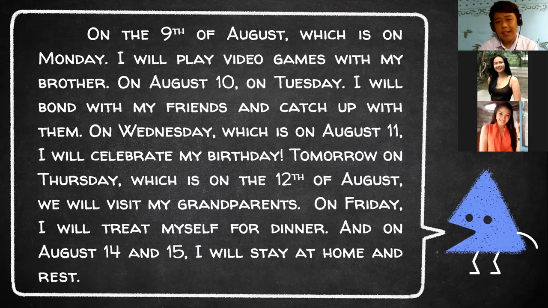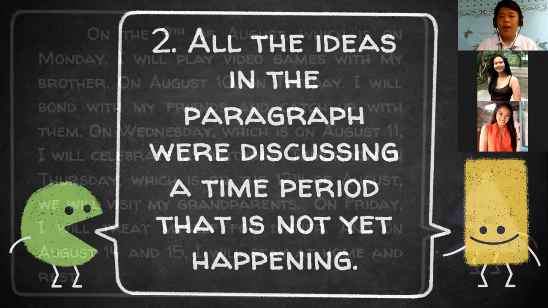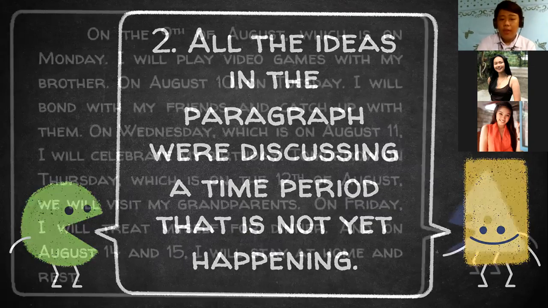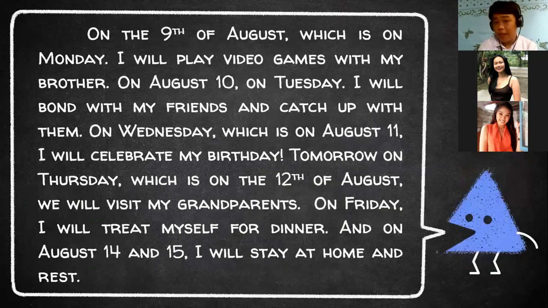So what else? IZ, can you give your insight? Sir, I think the activities mentioned in the passage are not yet happening in the present. Okay, so all the ideas in the paragraph were discussing a time period that is not yet happening. So unlike the first text earlier, which involves things that happened in the past, this time the paragraph involves events which will happen later on or in the future. So what do you think is the preposition of time involved in this paragraph?